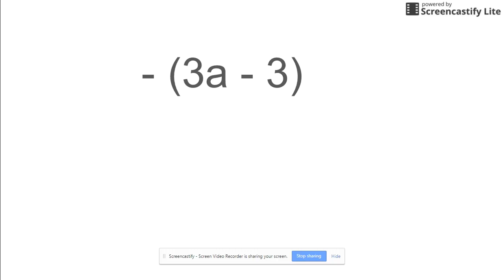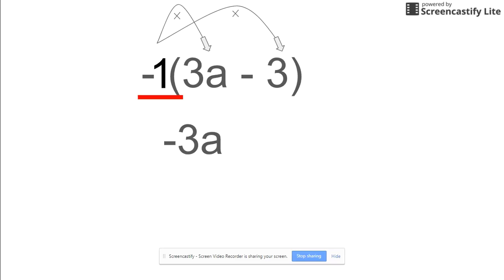Now, I see a negative sign in front of the parentheses. If there's just a negative sign, what number is there? Also another example, if you just see a variable, what number's before the variable? You're right, it's just 1. So we're going to distribute -1, and -1 times 3a is -3a. And we're going to do it again, -1 times not just 3, but -3 would be a positive 3. So we're saying -1 times 3a is -3a, and -1 times -3 is a positive 3. Now, when you say positive 3, that positive is going to be that plus sign.